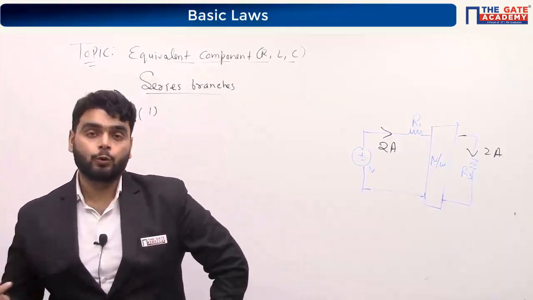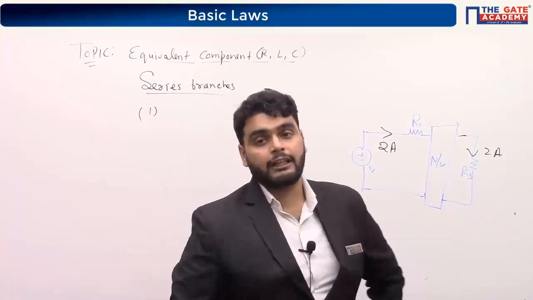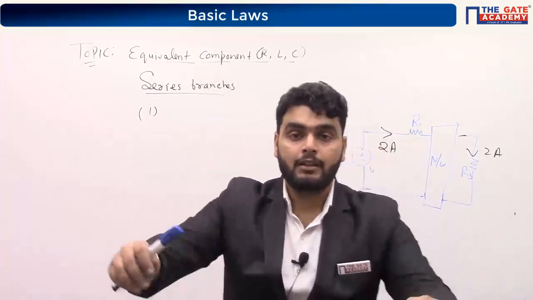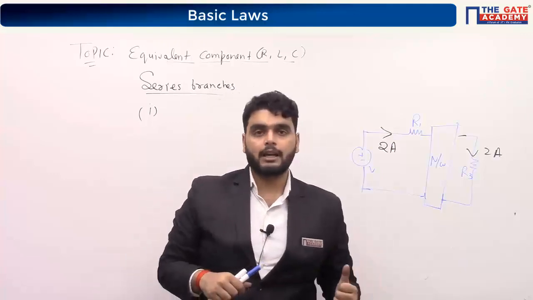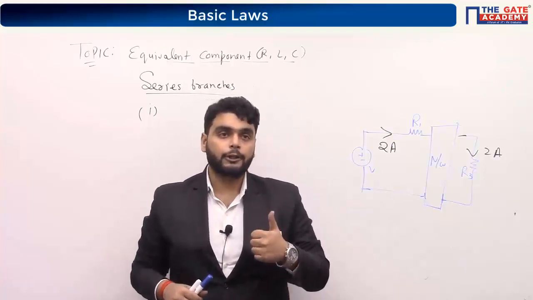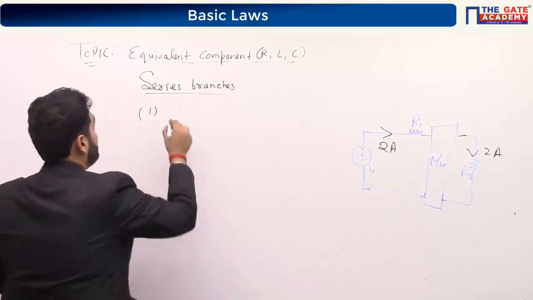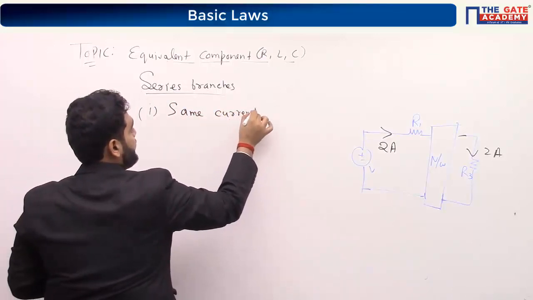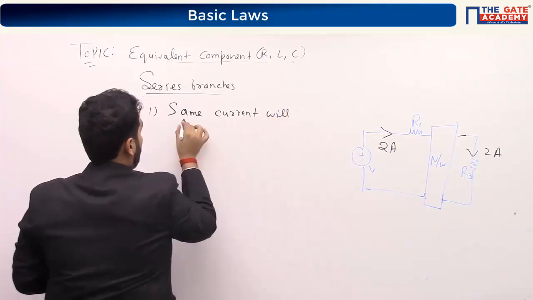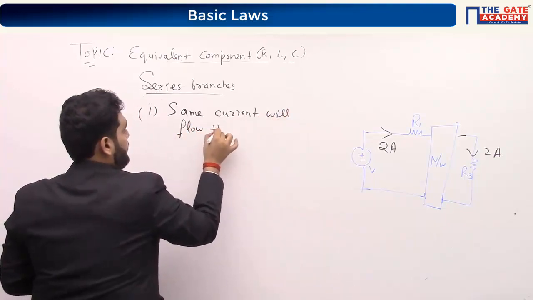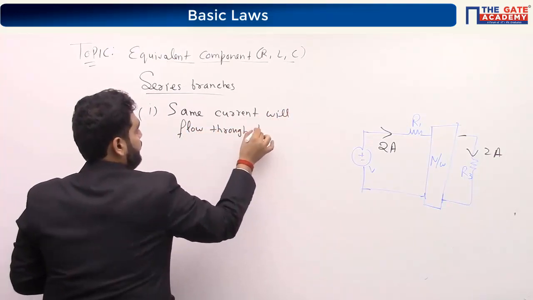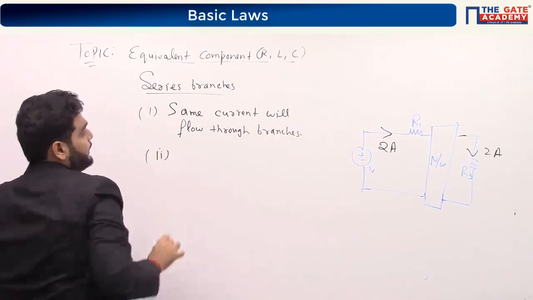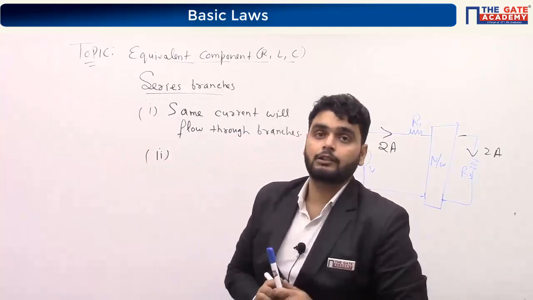No, correct. We cannot say R1 and R3 are in series. It means your definition is not complete. The point is correct that the same current will flow. This is one of the points to identify series. That one point is what? Same current will flow through the branches. One point is correct to identify, but this is an incomplete point. Second point, can anyone tell?